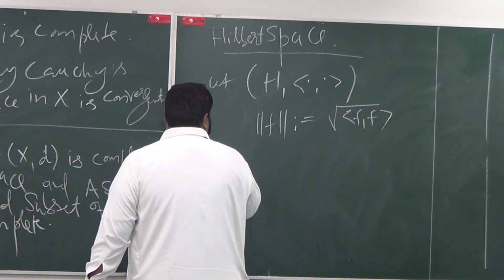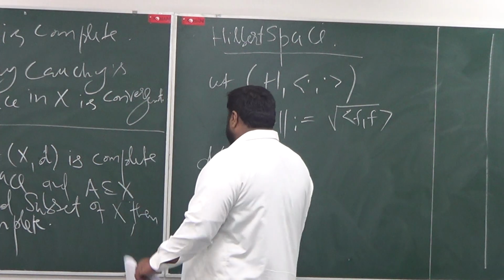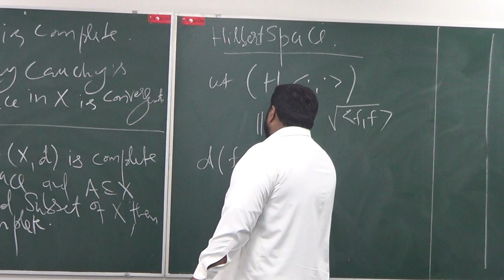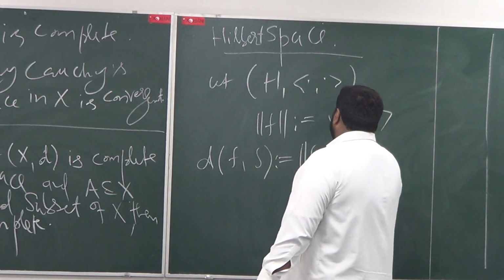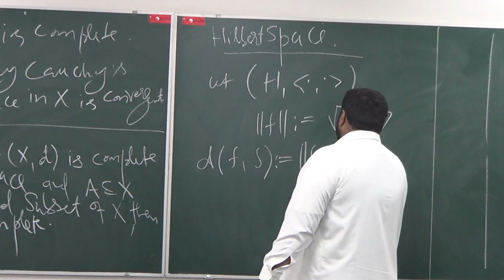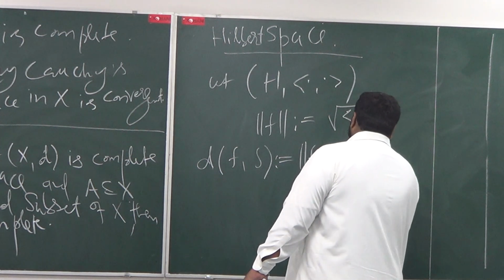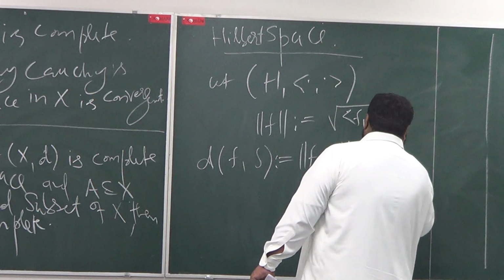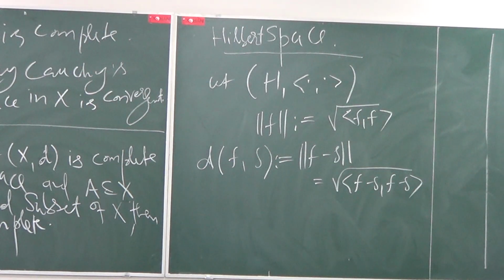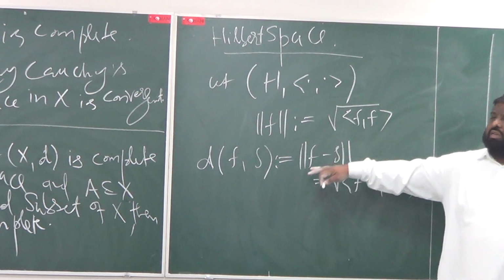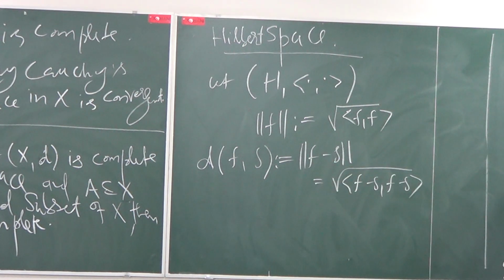This norm induces a metric. So what would be f minus g, the meaning of d(f, g)? It's going to be the norm of f minus g, which is the same as the square root of the inner product of f minus g with f minus g. So an inner product not only induces a norm, but it also induces a metric, which we call the induced metric.